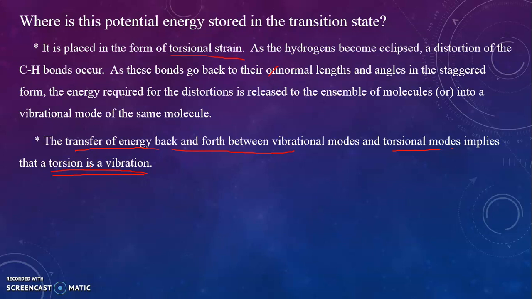Okay, so potential energy is stored in the transition state. Potential energy is stored in the form of torsional strain, and torsion is also considered as a vibration.